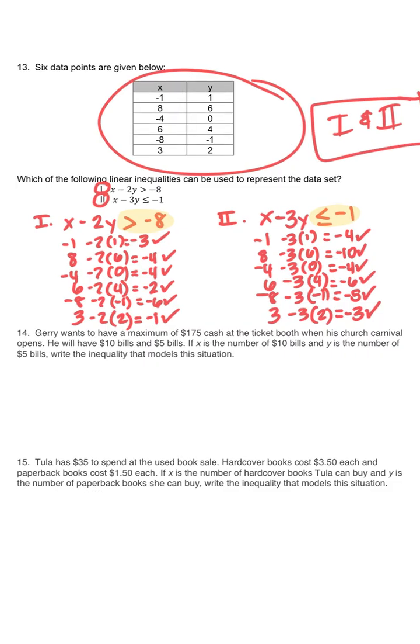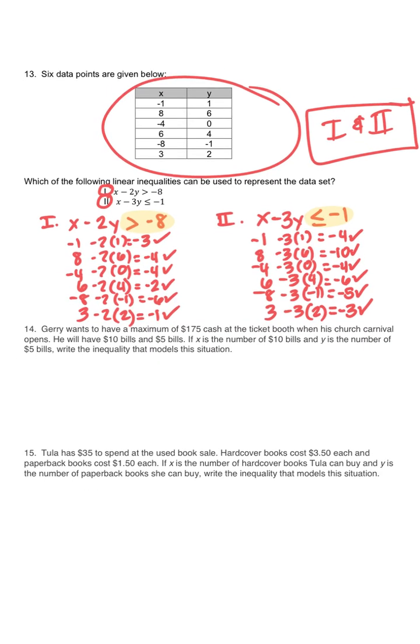Okay, number 14. Jerry wants to have a maximum of $175 cash at the ticket booth when his church carnival opens. He will have $10 bills and $5 bills. If X is the number of $10 bills, right? So we know $10 bills is X. And then Y is the number of $5 bills. So plus 5Y. Write the inequality.